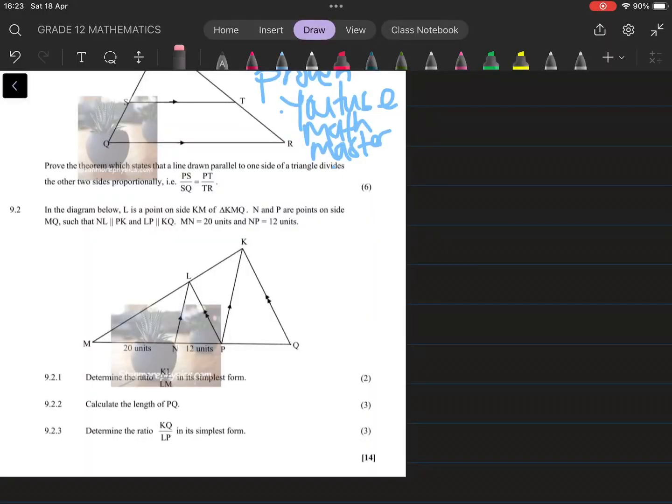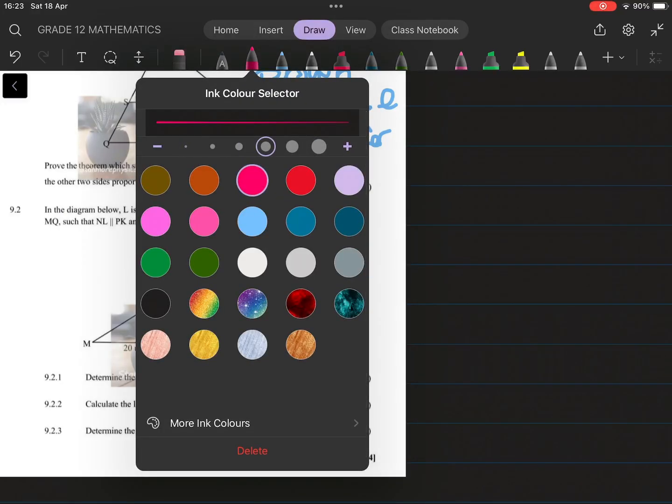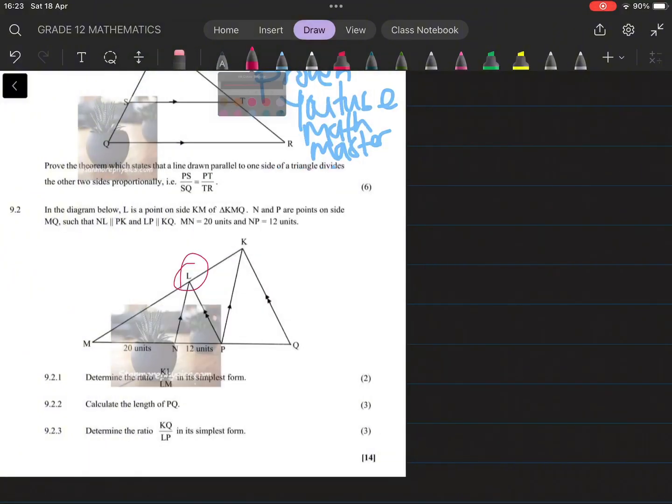Maths Master Blaster. This is part 2. Let's look at section 9.2. In the diagram below, L is the point on KM, right? And then of triangle KMQ.